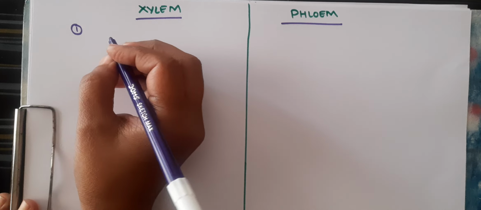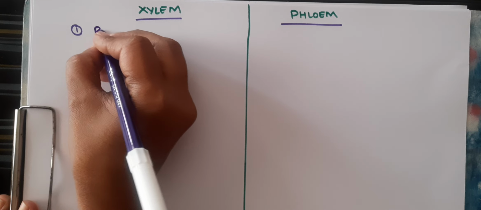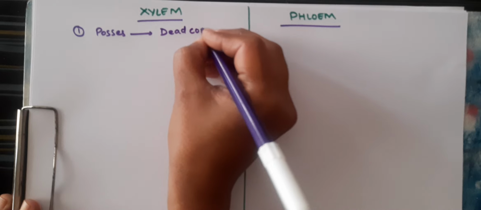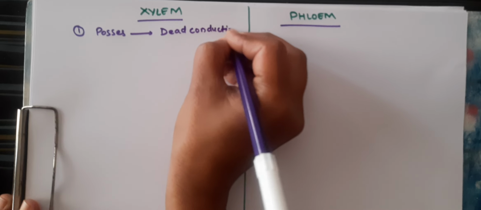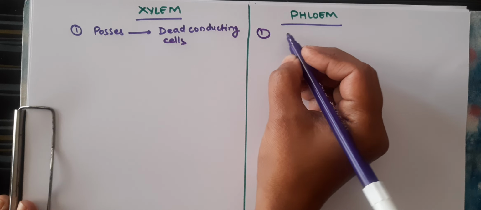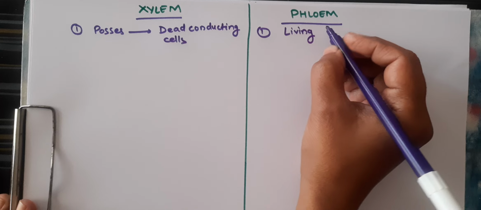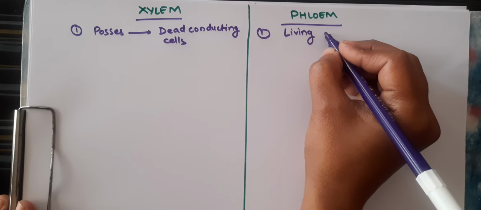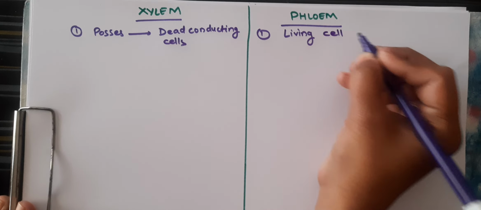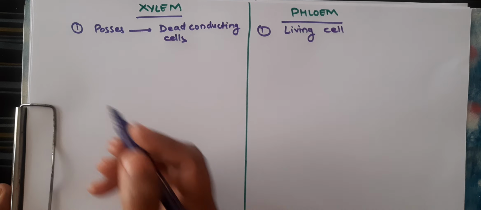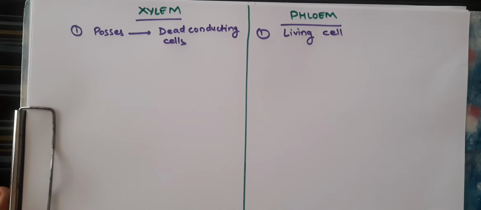The first difference between the xylem and the phloem is that the xylem possesses dead conducting cells, whereas the phloem consists of living conducting cells. This is a very huge difference between the two, that xylem consists of dead conducting cells, whereas the phloem consists of living conducting cells.